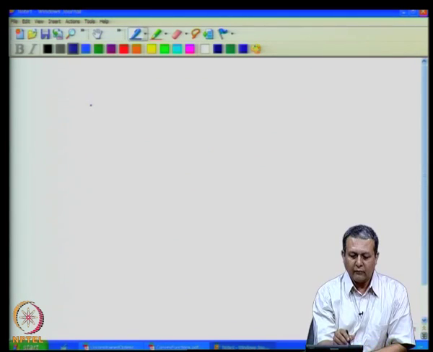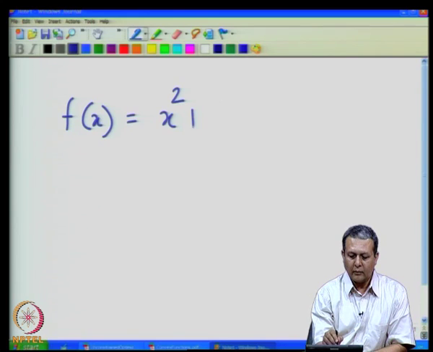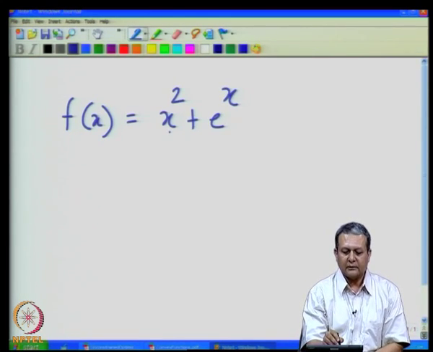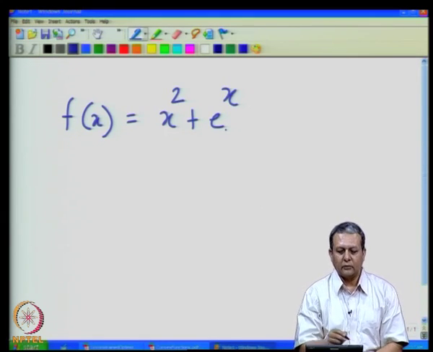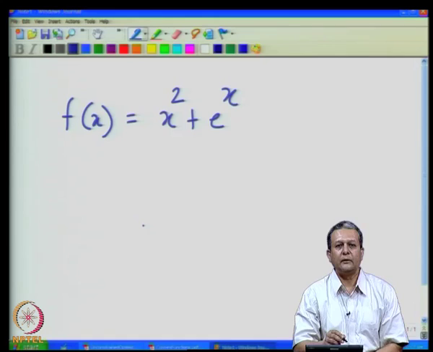So, suppose we have a function f of x to be x square plus e to the power x. Now, you will see that x square is a convex function, e to the power x is a convex function. So, we are taking the sum of these two convex functions. So, that will be a convex function.